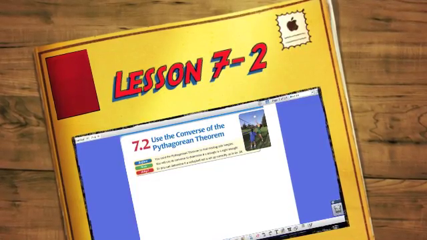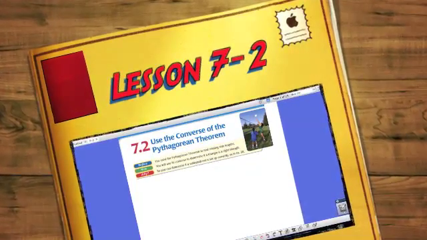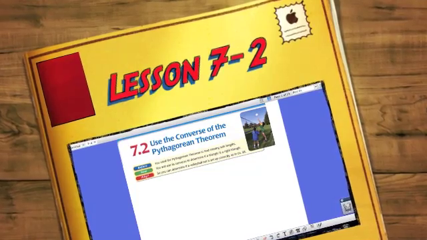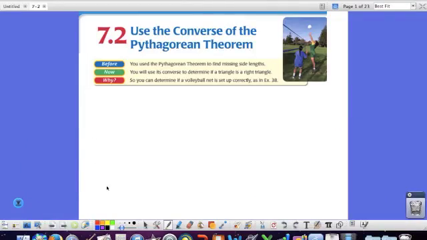Today we're going to work on how to use the converse of the Pythagorean theorem. If you remember, a converse is when what you started with in the original theorem you then finish with. The Pythagorean theorem starts with the words "if a right triangle." So the converse of that is going to end with "right triangle," meaning if we have a certain set of conditions, then the triangle is a right triangle.